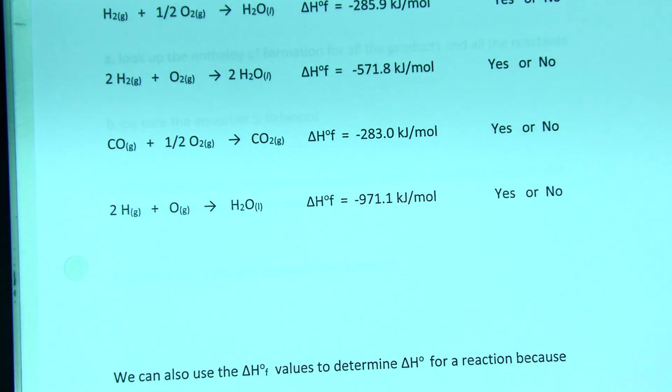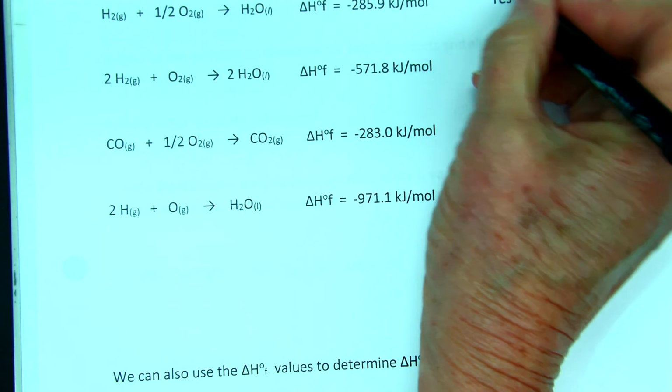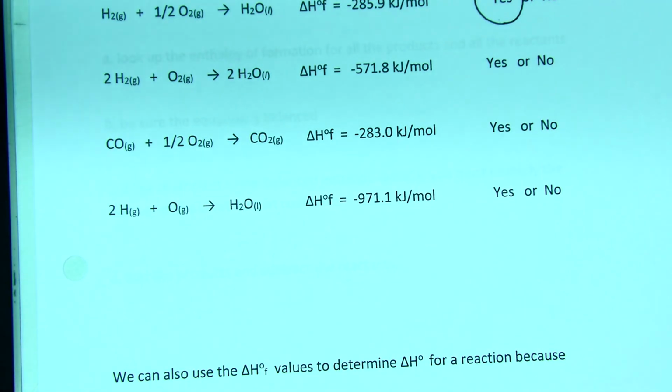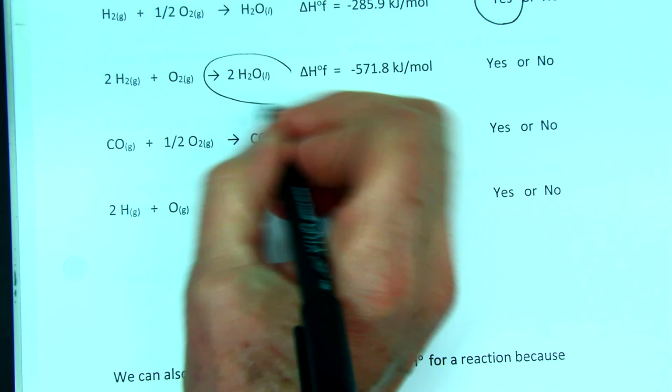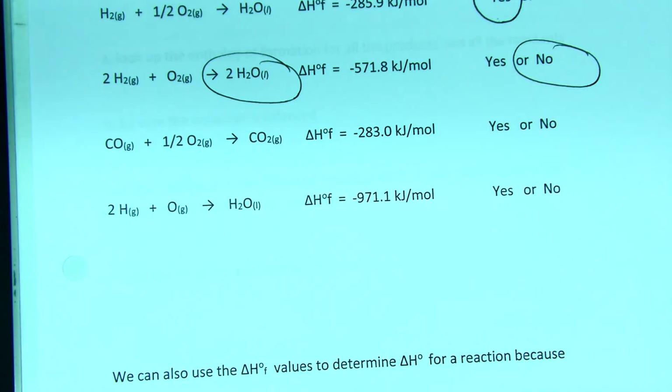Yes. We made 1 mole of product. We have all the reactants or elements in their natural states. How about the next one? Why not? Because I have 2 moles of product, so no, it does not. How about the third one?